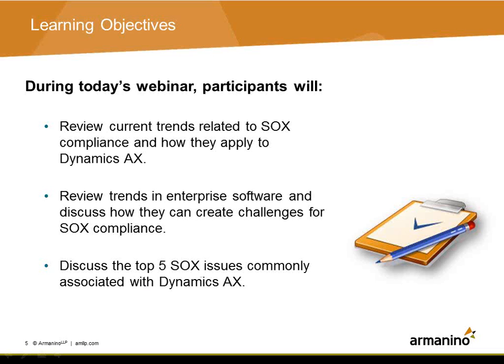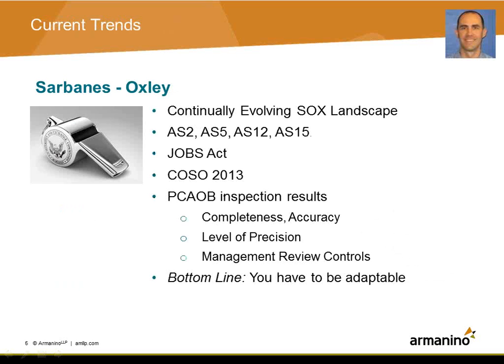We're going to discuss how these trends, both independent of each other as well as in combination, can create some significant challenges for organizations. And from there, what we've done is distill down the top 5 challenges that you're likely to experience as an organization using Dynamics AX that may be public, and what you can do to help overcome some of those challenges. So with that, let's start off with some of the challenges and current trends that we're seeing around Sarbanes-Oxley.